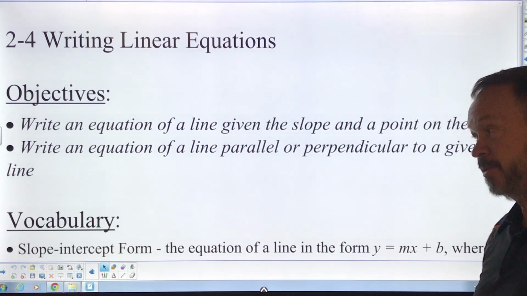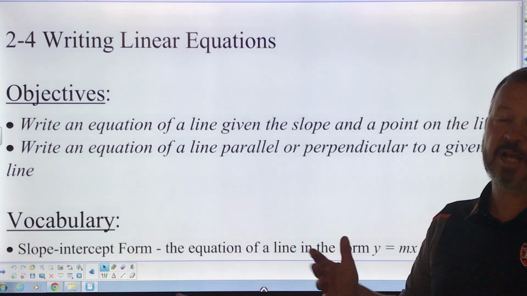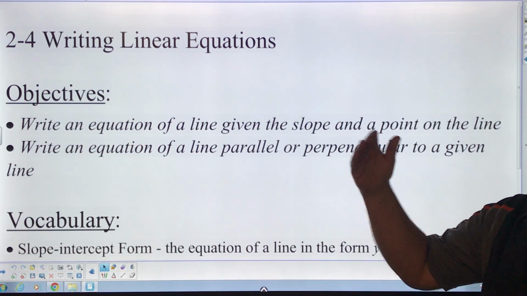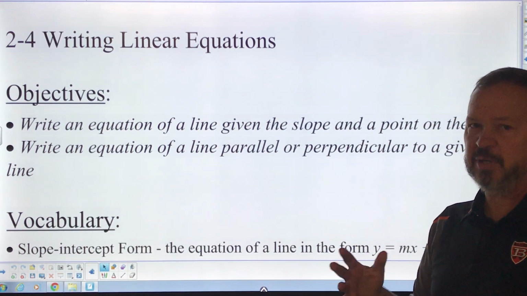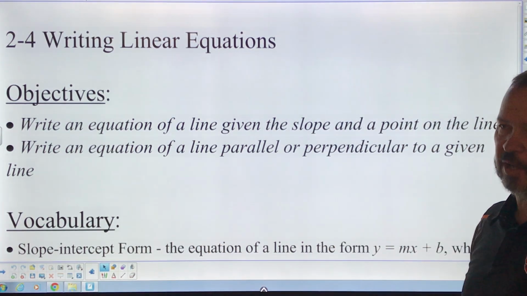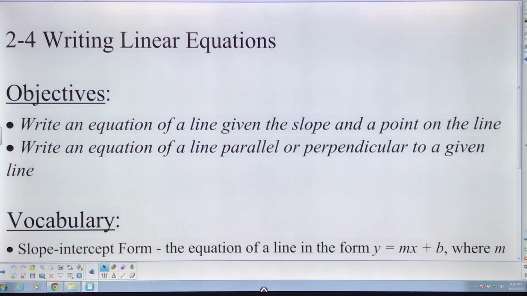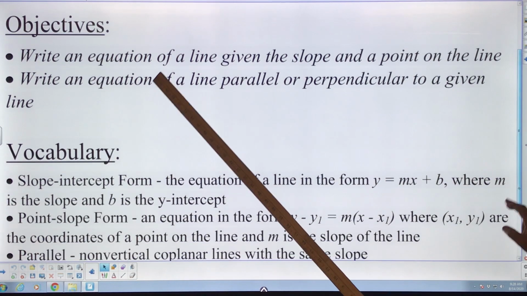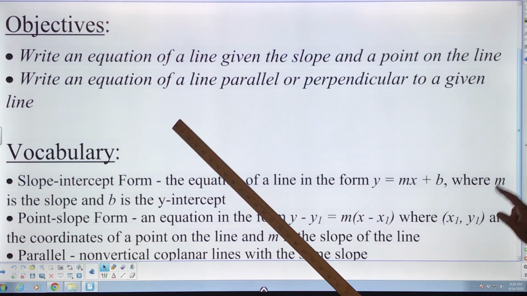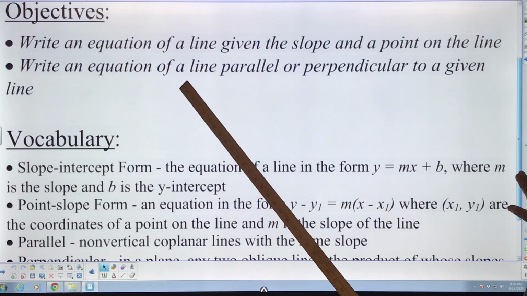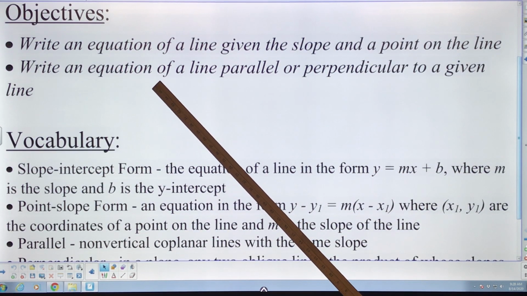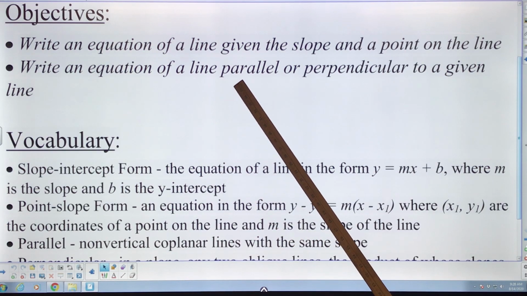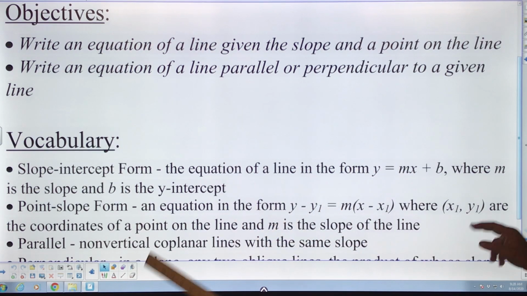Writing linear equations. This is always a fun part of Algebra 1, Algebra 2, geometry, because we do it all the time. We probably did it in pre-algebra a little, but we certainly take it to another level as we move along through our algebras and our geometry. So we're going to be writing linear equations, given the slope and a point on the line, and we're going to do it knowing about parallel and perpendicular situations.